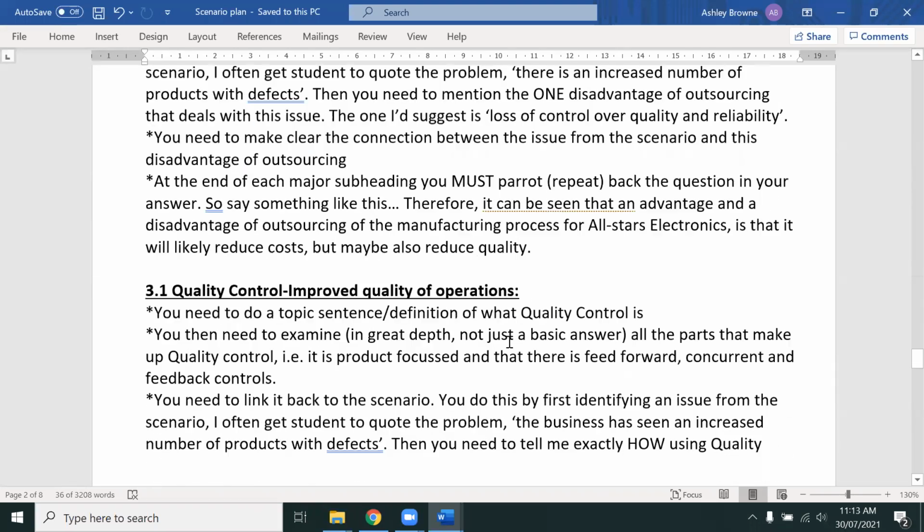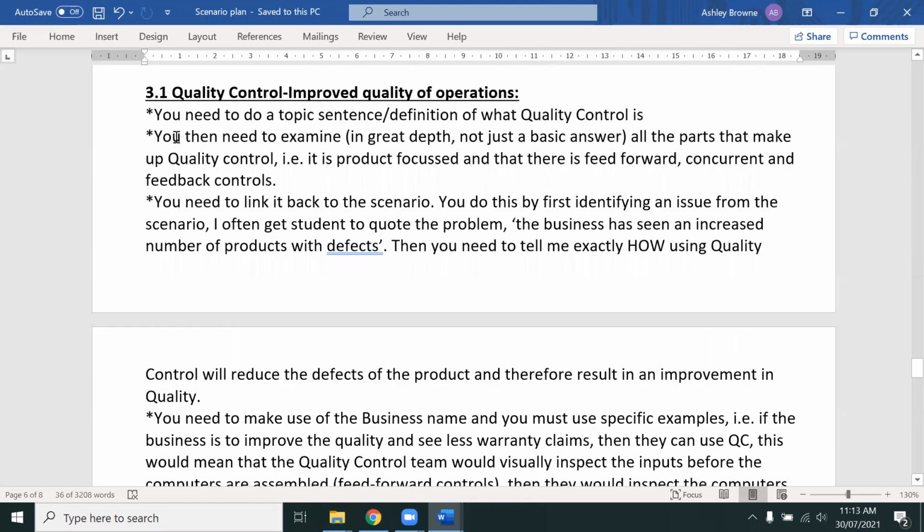So we're up to 3.1. Quality control, improve quality of operations. So I didn't just write QC or quality control. The question asks, how can this improve the quality of operations? So I make these detailed. When the markers are scanning, which they do, and it's objective marking, then they can see that you fully get what they're meant to be talking about. That's why the parroting back of the question is important. The end of 3.2 is important as well.